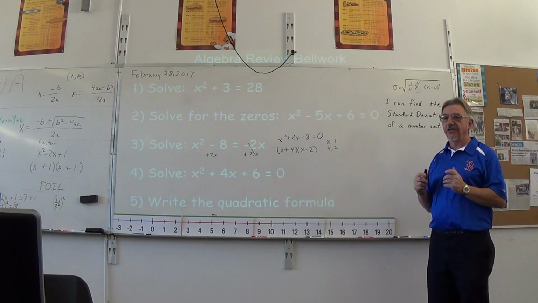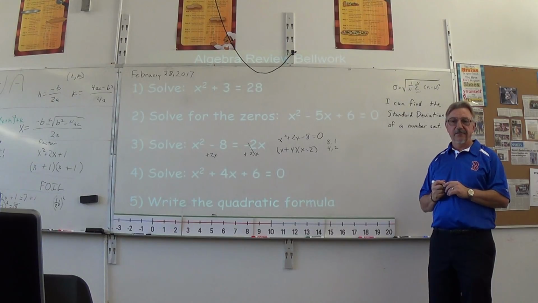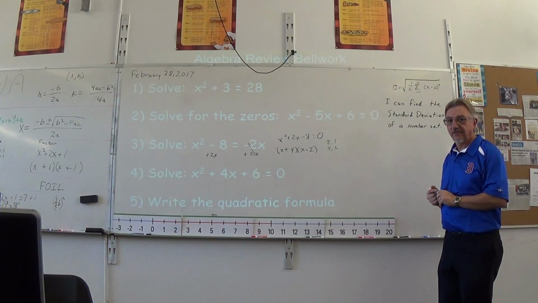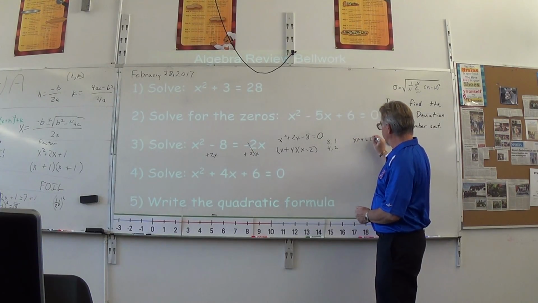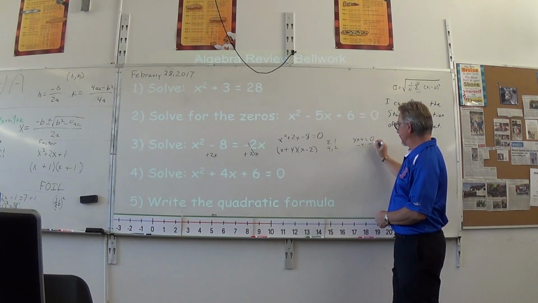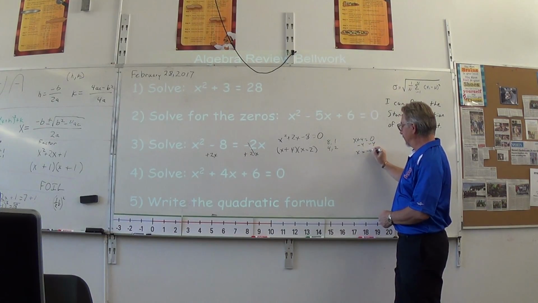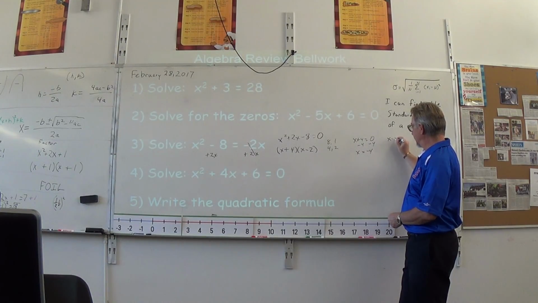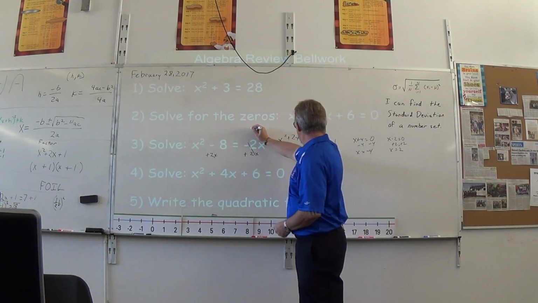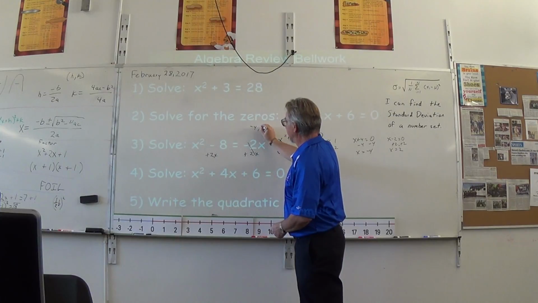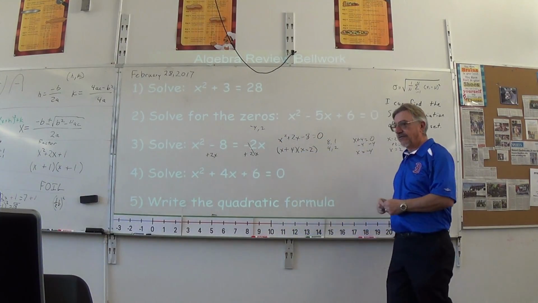So what are my solutions for x? What does x equal? x plus 4 equals 0. Subtract 4. x equals negative 4. And x minus 2 equals 0. Add 2. x equals 2. So my solution for x is negative 4 and 2.